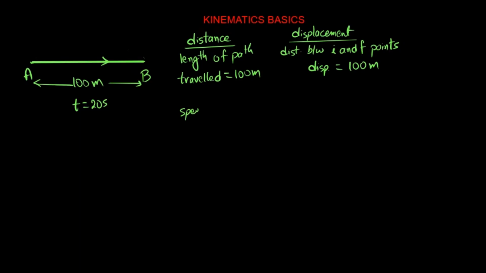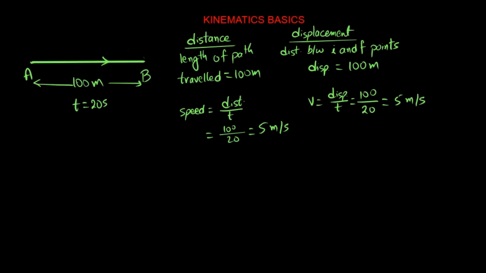Speed is distance over time. Distance is 100 meters and time is 20 seconds. 100 over 20 is 5 meters per second, which is the unit of speed. Velocity is displacement over time. Displacement is also 100 meters. Time is 20. 100 over 20 is 5 meters per second, which is also the unit of velocity.